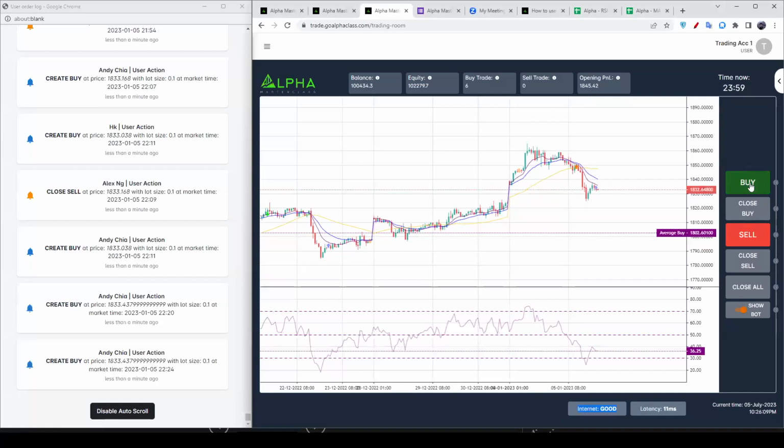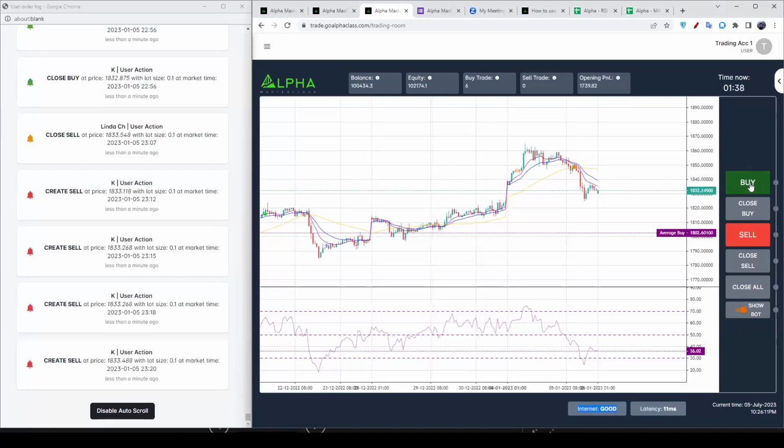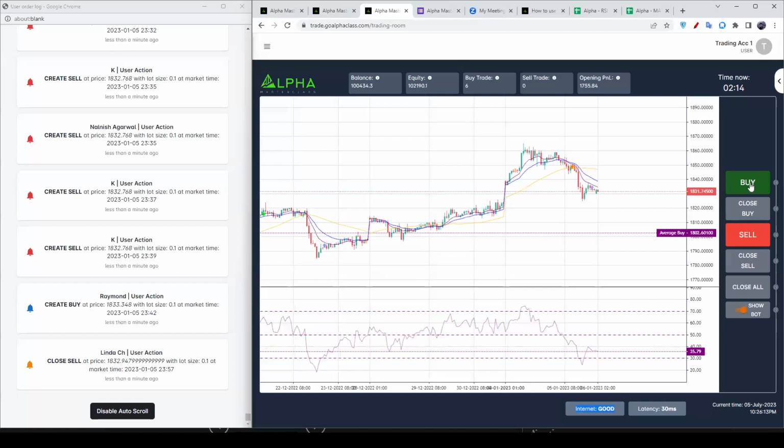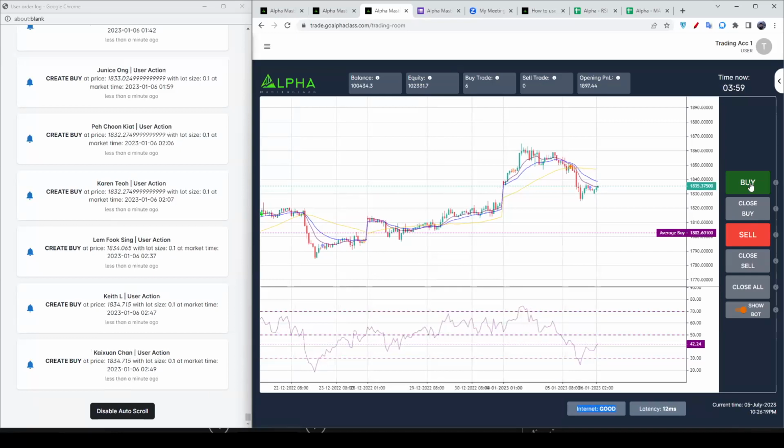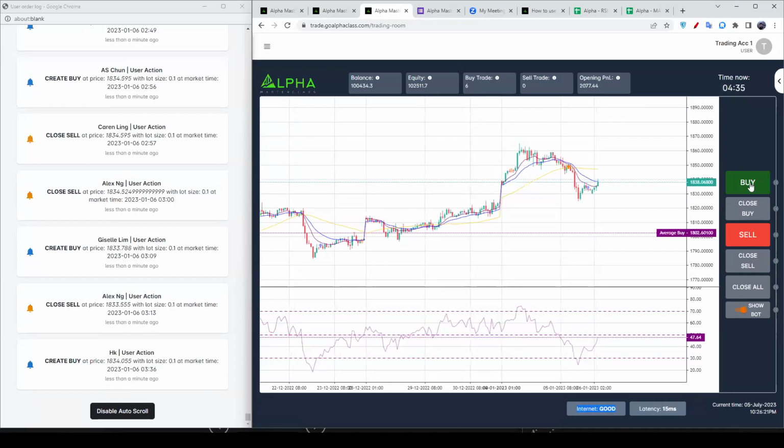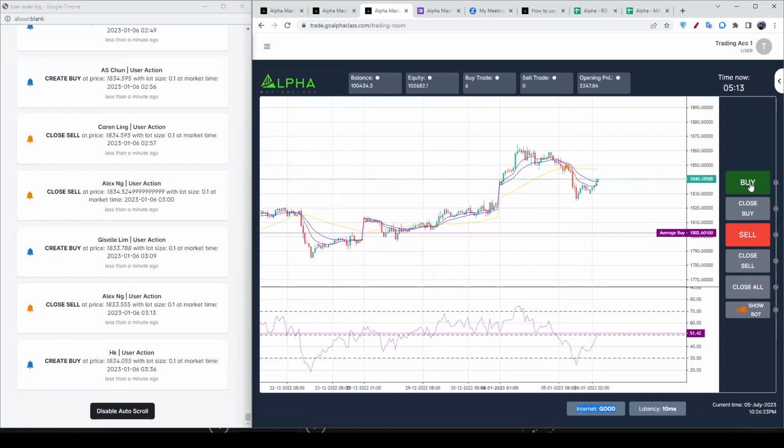Want to play slow and steady, enter trades less and less. Let the market go. Go along with the market.